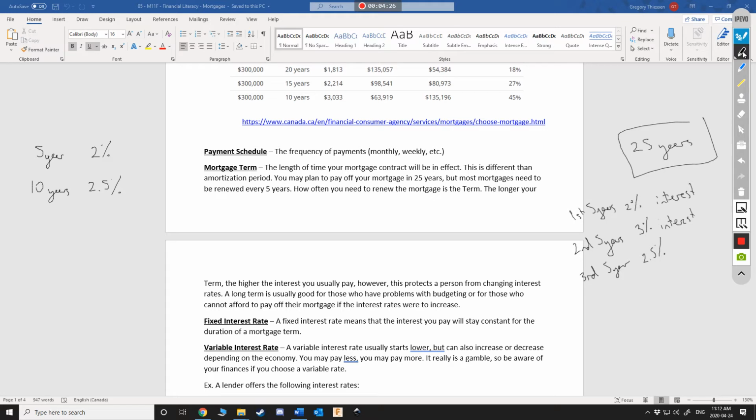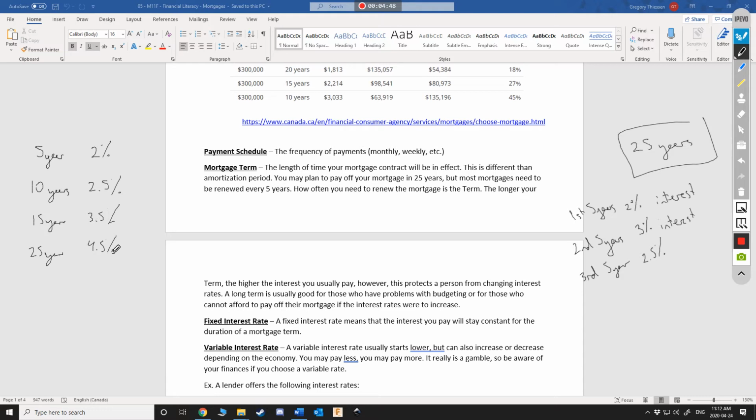They might say, for 15 years, we'll charge you like 3.5%, or for 25 years, we can lock you in at 4.5%. And the banks decide on those values. But if you want to guarantee being safe from changing interest rates, you can lock in for longer amounts of time.